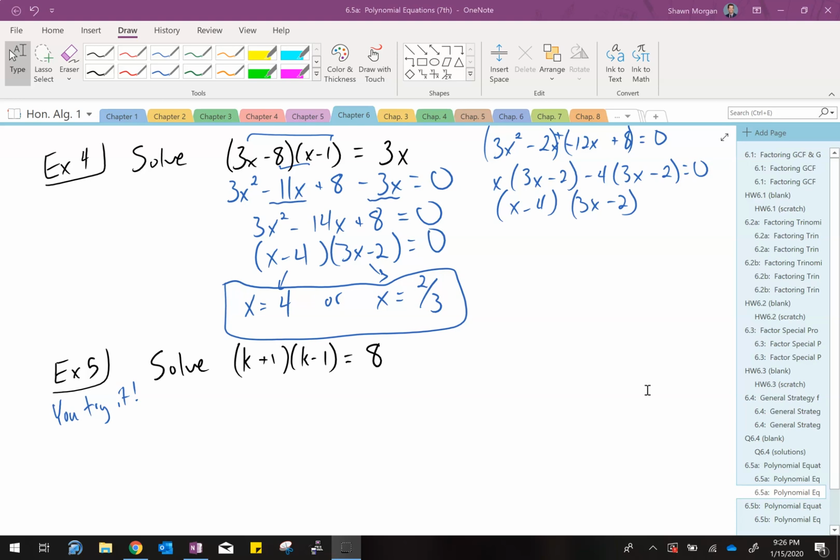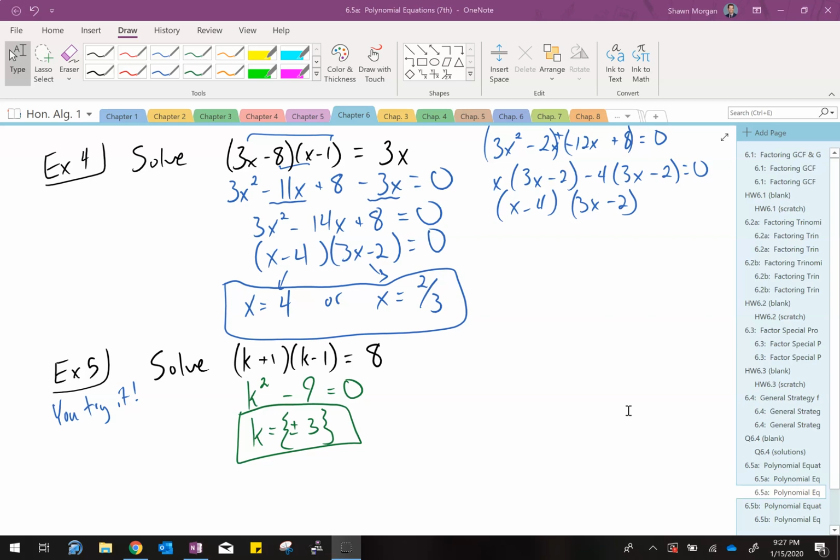And example 5, I'd like for you to try. So you can pause the video, work that one out on your own. Again, I'll caution you, FOIL at the beginning, and then subtract 8, and then FOIL again. And once you've done that, you'll end up hopefully with k equals plus or minus 3.